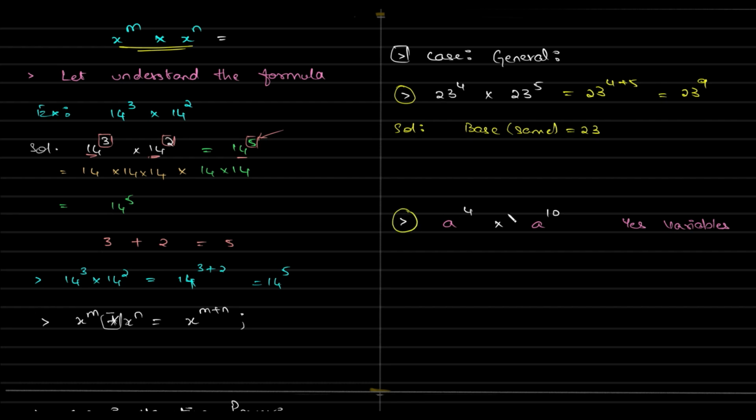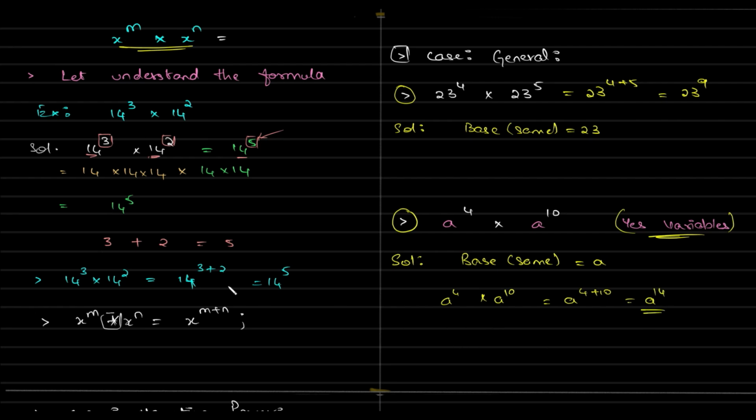So we can obviously use variables, right? Even with variables, we can use this formula. So we have the base to be same and it's equal to a. So this is a to the power of 4 into a to the power of 10, which is a to the power of 4 plus 10, which is a to the power of 14.